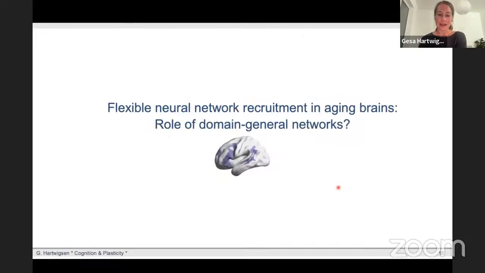Okay, so after we have the basis and the model of what we need, now it's getting a bit more complex, because I want to elucidate flexible neural network recruitment in aging brains and the role of domain general networks here. Before it makes sense to apply neurostimulation here, we first need to find out what the default state in the aging brain is, or which of the changes that we observe may be good, reflecting compensation, versus bad, maybe reflecting general cognitive decline or the de-differentiation of the network.